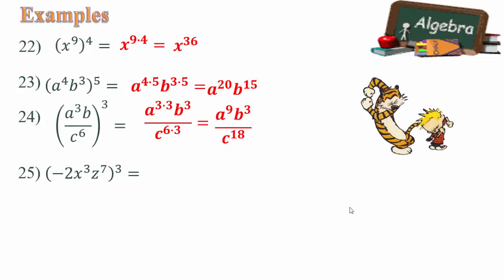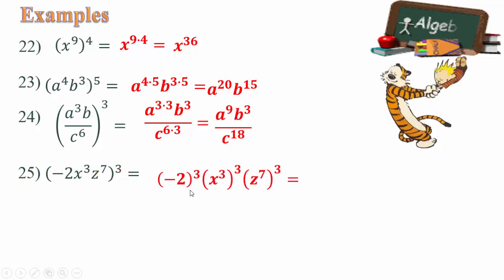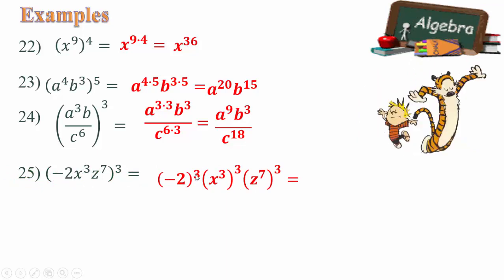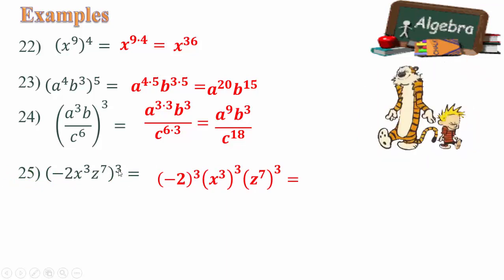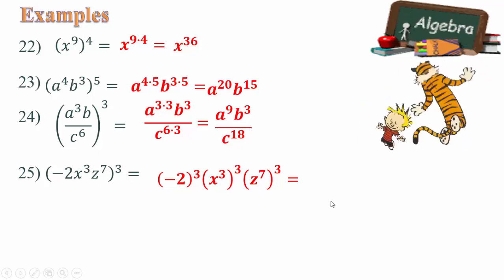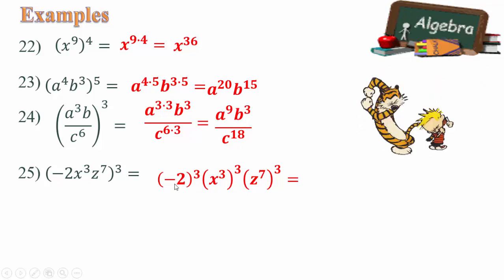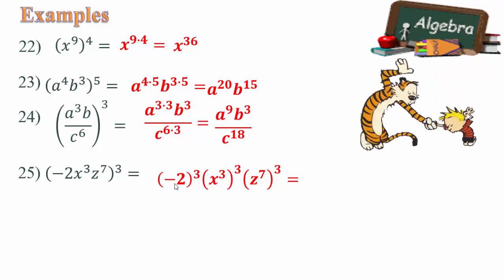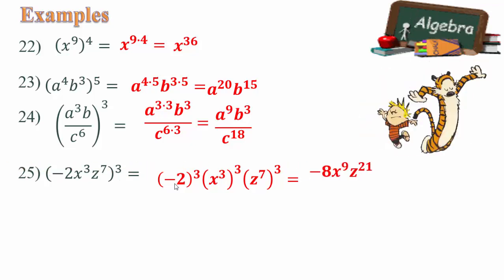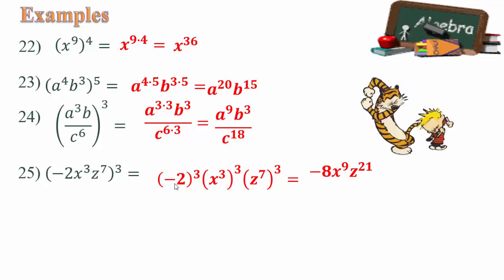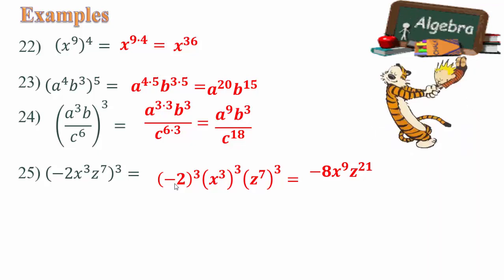In reviewing what we just did on the whiteboard in example number 25, here I have the negative 2 to the third power. Then I did the x's, the z's, all of these to the third power. And then I worked each one of these out. Remember, negative 2 times negative 2 is positive 4, and then positive 4 times negative 2 will give us negative 8. And then, of course, for the x, 3 times 3 is 9, and for the z, 7 times 3 is 21.